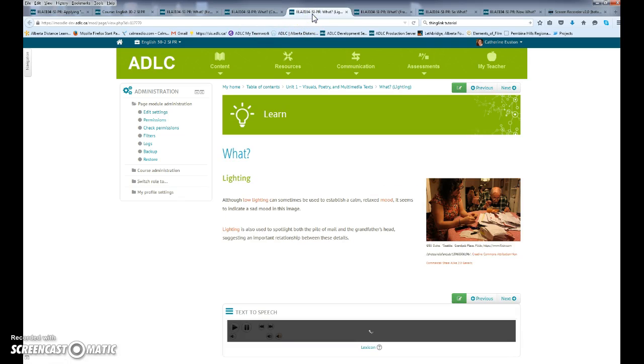The next thing I'm going to look at, still in the what category, is lighting. And we mentioned it earlier. This is low light or low lighting that we're seeing here. And now I'm starting to think that that's being used to set kind of a sad mood based on the overflowing pile of male, the disengaged female, and those sorts of things.